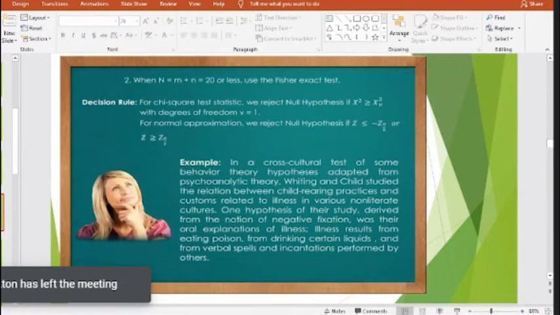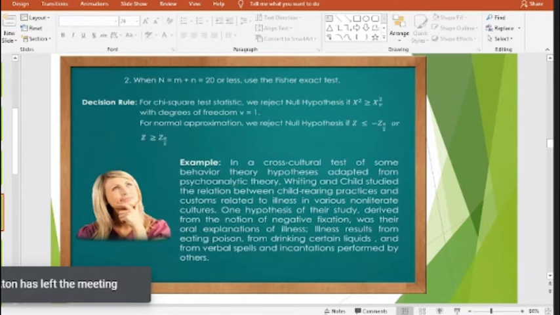So, an example: in a cross-cultural test of some behavior theory hypothesis adopted from psychoanalytic theory, Whiting and Child studied the relation between child-rearing practices and customs related to illness in various non-literate cultures. One hypothesis of their study derived from the notion of negative fixation: oral explanations of illness. Illness results from eating poison, from drinking certain liquids, and from verbal spells and incantations performed by others.